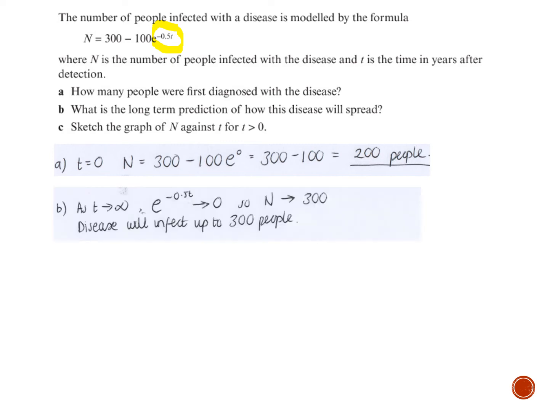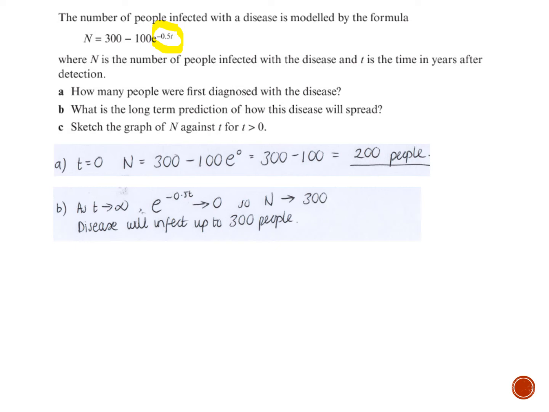So if we look long term, as t tends to infinity, this is a good way to write out your working for this. As t tends to infinity, the e part tends to 0, so n will tend to 300. So what that tells you, they want you to say in words what that actually means in the context of the problem. The disease will continue to infect people, but up to a limit of 300, and it won't ever actually reach 300, but it will approach 300. Now this is going to help you in part C, where it says to sketch the graph of n against t. Remember, you always put t along the x-axis, you always put n on the y-axis.